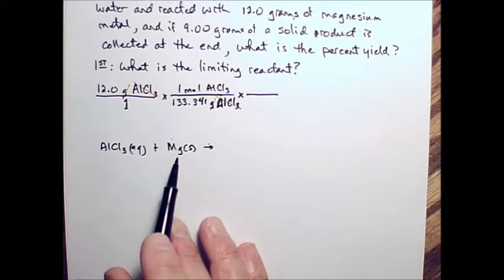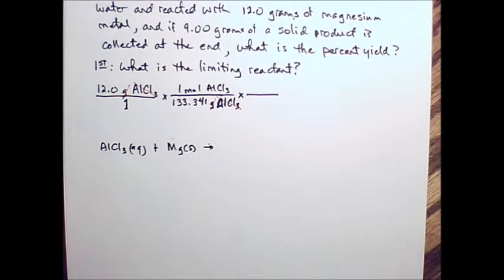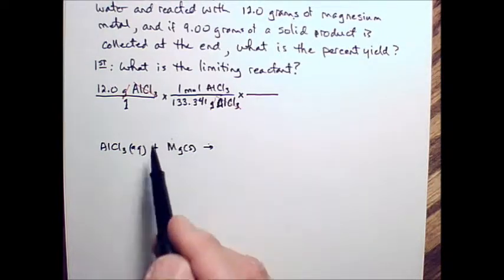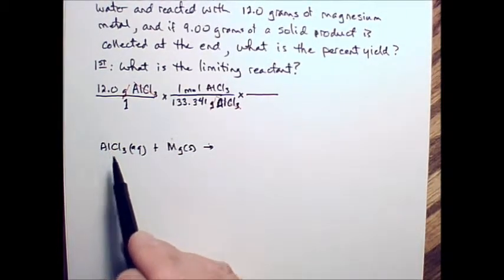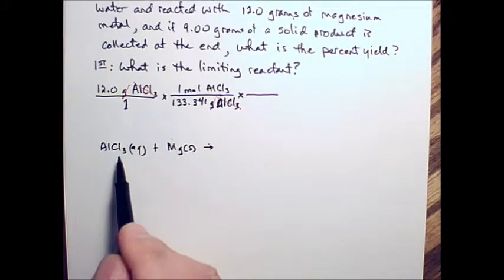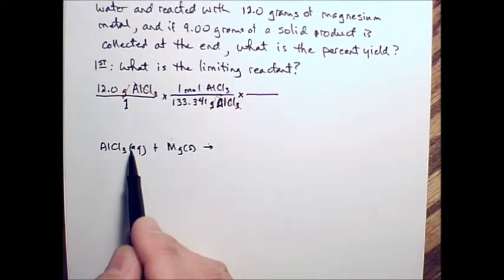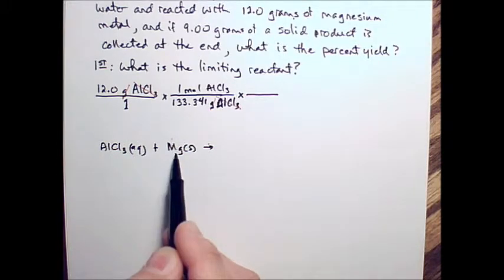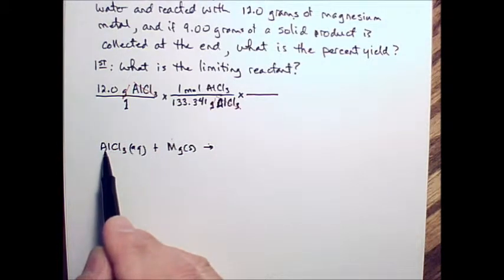We need to know how to react these two. The first thing I guess I might want to check is to make sure that magnesium will displace aluminum. This is a single replacement reaction. I know this because I've got a metal by itself and a compound that it's reacting with. So magnesium needs to replace or displace aluminum.